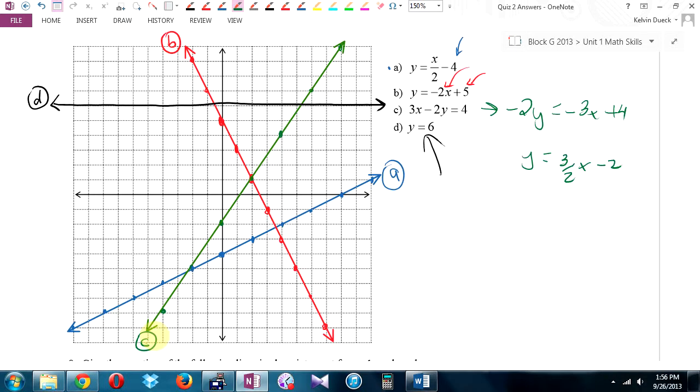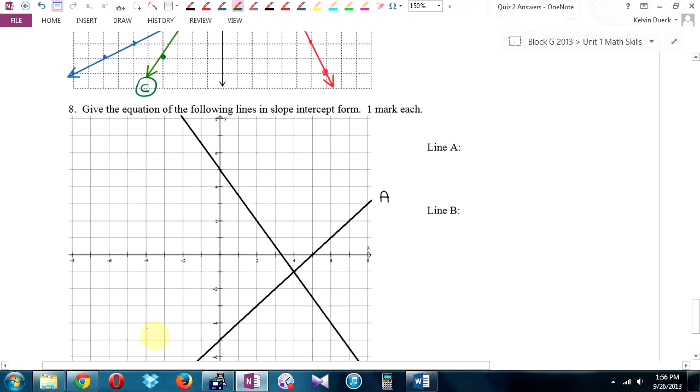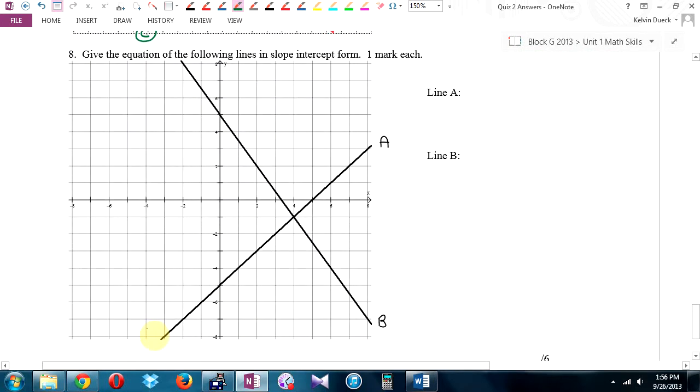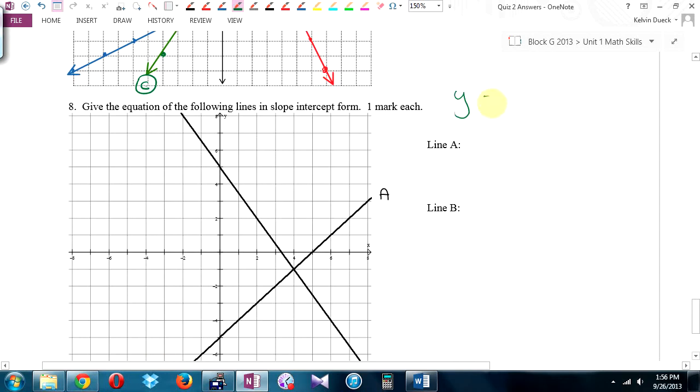Okay. Graph 8, or example 8, question 8. Now I'm asking you to tell me the equation. All right. The equation is going to be in that template. So in the first one, y equals, I'll leave the mx for now, but what's b in line A?